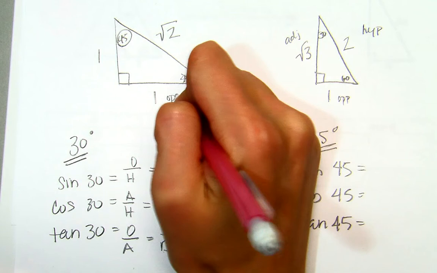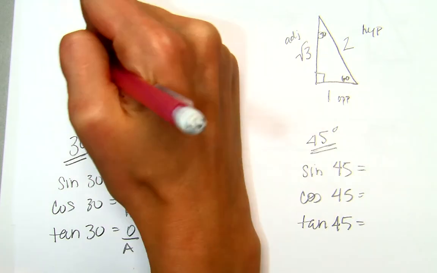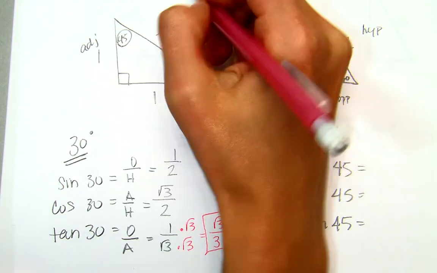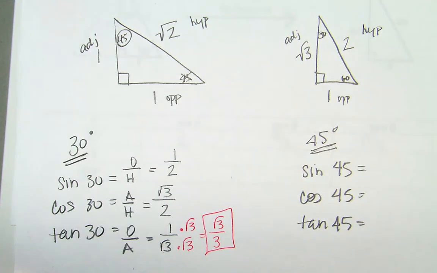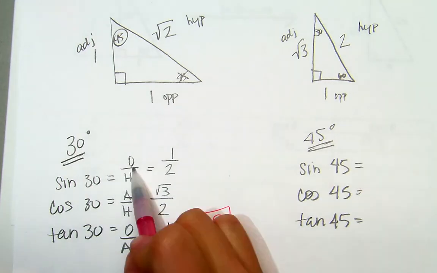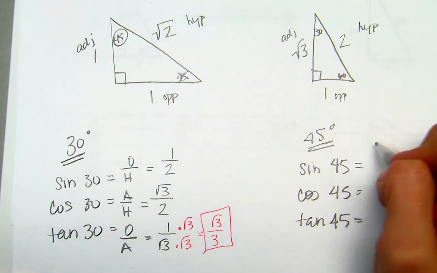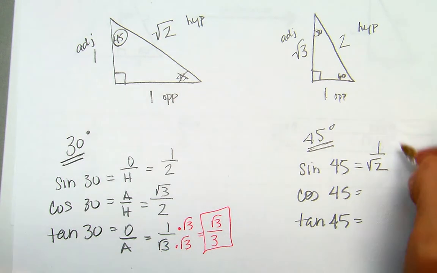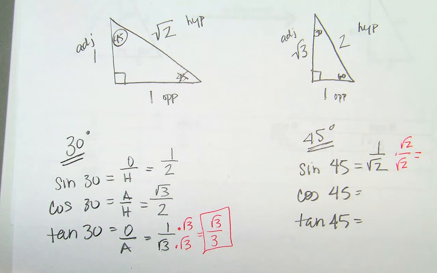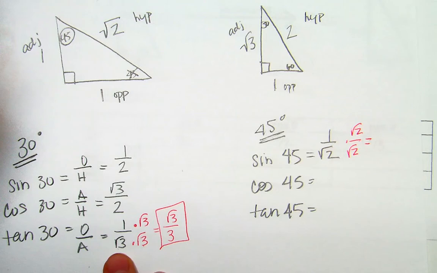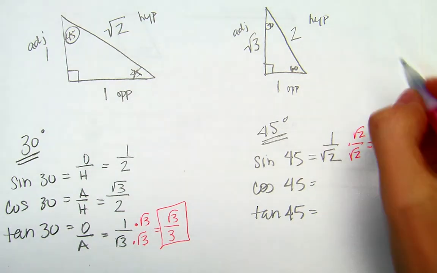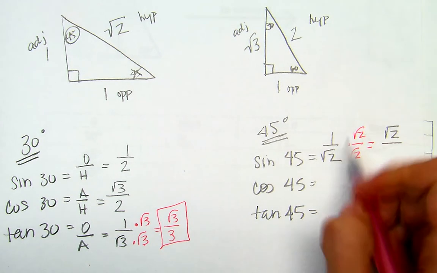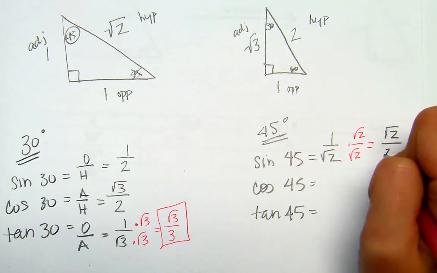So this one is going to be our opposite leg, this one is our adjacent leg, and we obviously know our hypotenuse. So since sine is opposite over hypotenuse, it is 1 over square root of 2. Just like we just did with the tangent of 30, top and bottom, we have to multiply by the square root of 2. So sine of 45 gives us square root of 2 all over the square root of 4, which is 2.